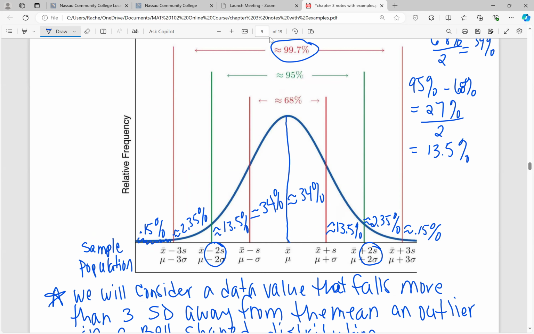So this is how we can slice and dice this bell-shaped curve in terms of area. So now let's apply this to an application question.